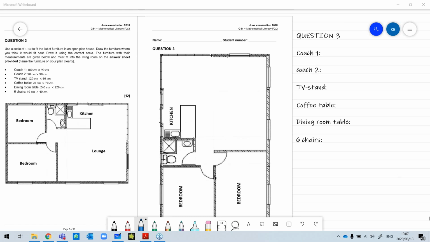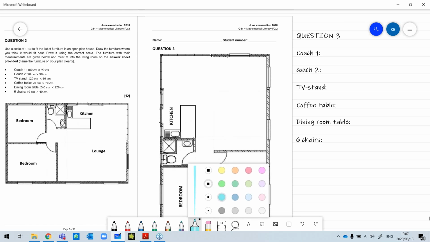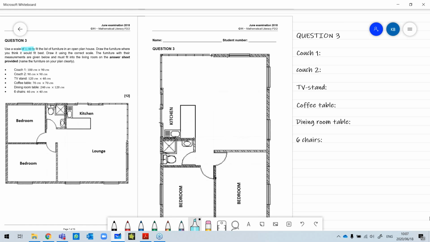Okay, let's continue. Question 3. Use a scale of 1 to 40. Let's highlight that. We are going to use this information, 1 to 40. To fit the list of furniture in an open plan house, draw the furniture where you think it would fit best. Draw it using the correct scale. The furniture with their measurements are given below and must fit into the living room on the answer sheet provided. Name the furniture on your plan clearly.